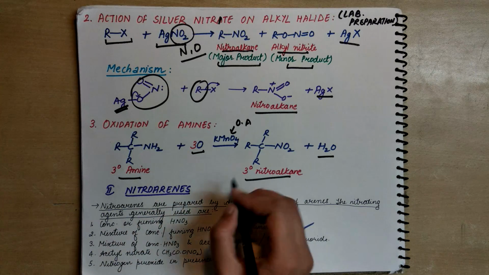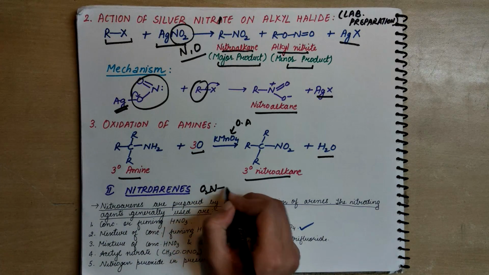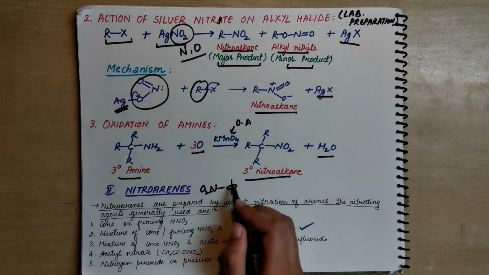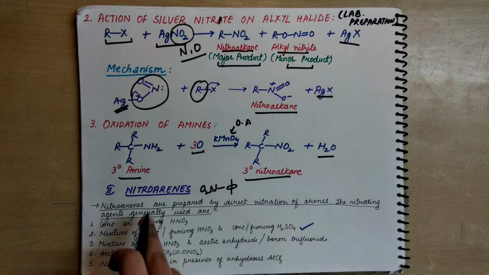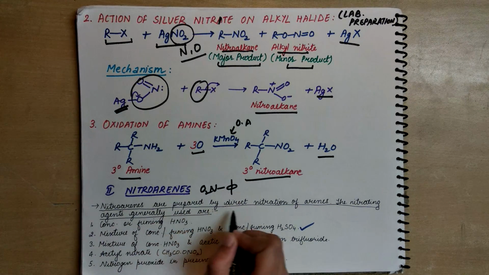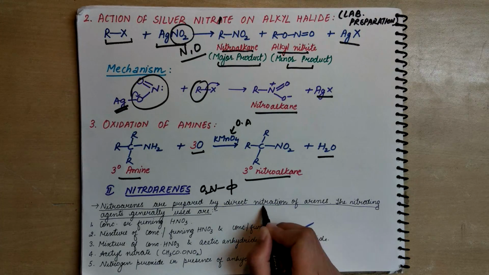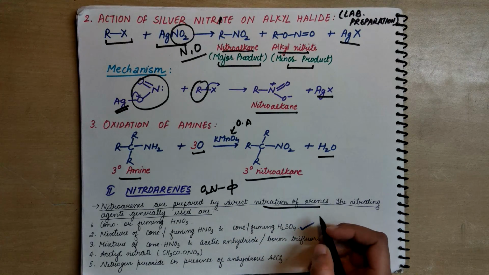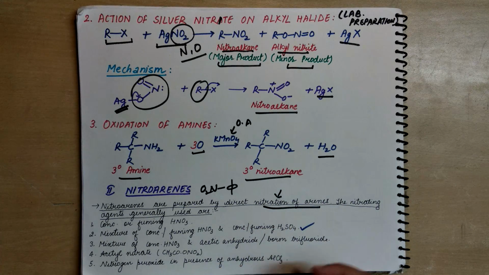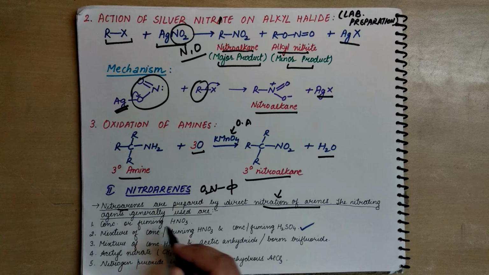Then we have nitroarenes. Nitroarenes means when nitro group is directly attached to benzene ring. This is the phenyl group. When nitro group is directly attached to benzene ring, then nitroarenes are formed. Nitroarenes are prepared directly from nitration of arenes. That means if we nitrate arenes by using any nitrating mixture or something, then we will directly get nitroarenes.